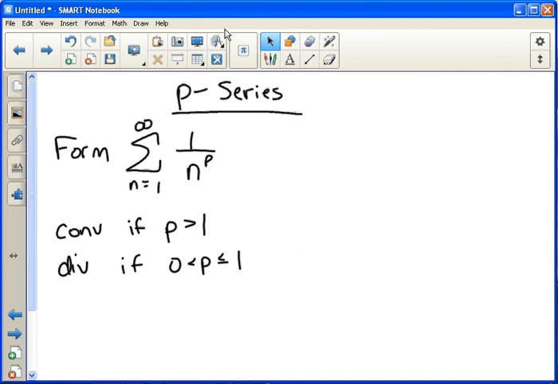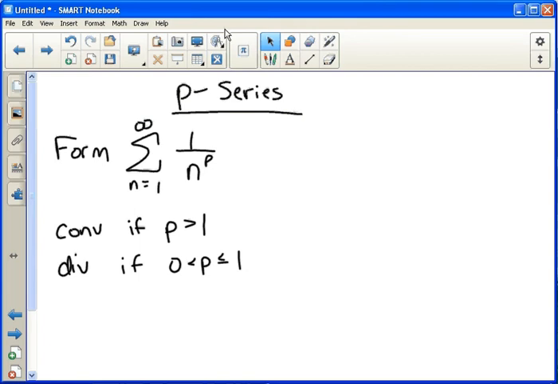Here we have yet another type of series we need to learn, and this is called a p-series. As far as I know, p stands for power. I'm not necessarily sure that's true, but it works for our purposes anyway. So you can see here its general form is 1 over n raised to the p.